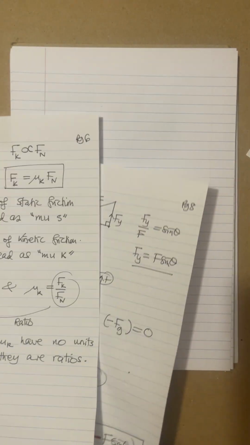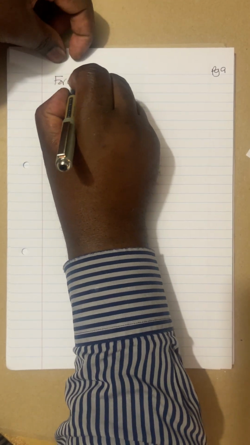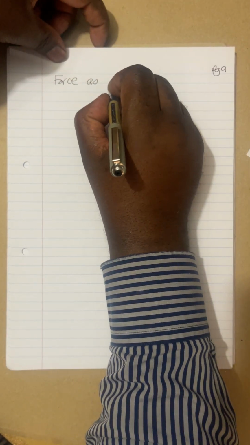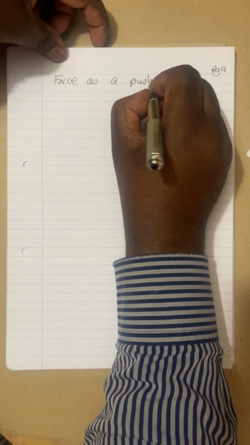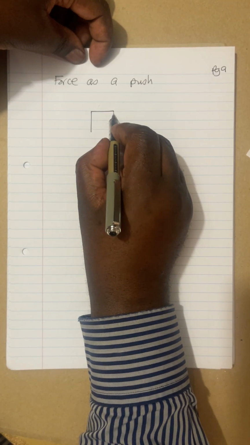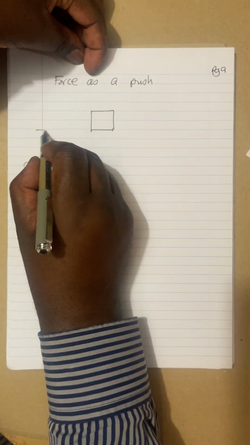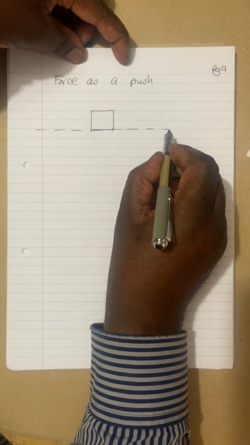Now let's go to page 9. We're going to look at a force as a push. Page 9. Just want to make sure that we don't go up to 1 hour here. Page 9. We're talking about force as a push. Now we have a block which is being pushed instead of being pulled, sitting on a horizontal surface.